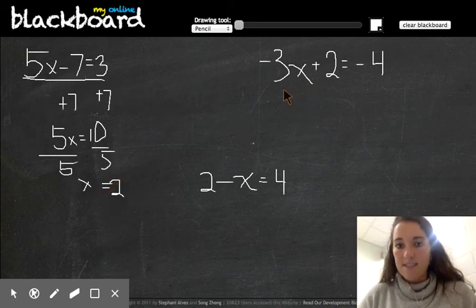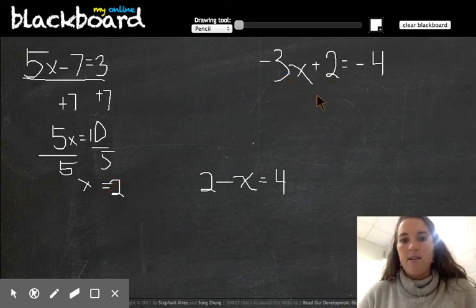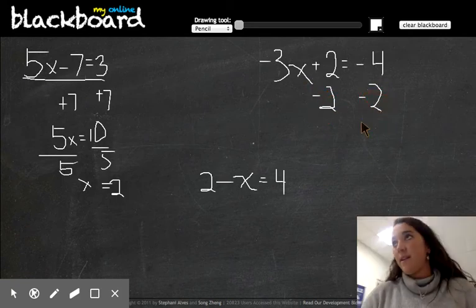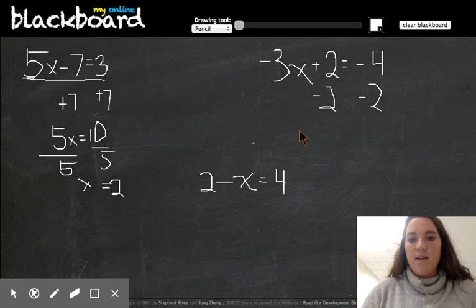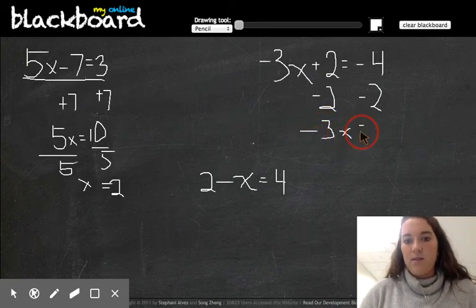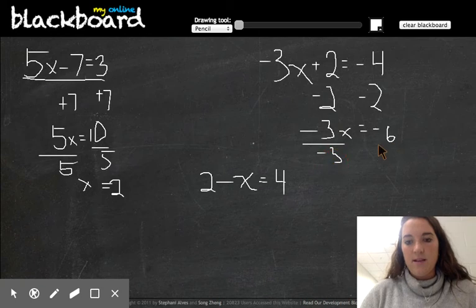Next one, what's the first thing we can do? You got to get rid of our 2. Go ahead and try the rest of the equation on your own. Get rid of 2, you'll be left with negative 3x equals negative 6. Then we divide by negative 3. You would have gotten x equals 2.